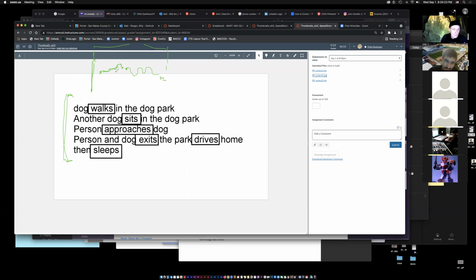A person approaches one of the dogs, and maybe the person is going to come from this way. And so this is my assembly. This is person. And the person and the dog, so maybe these two drive home and then they sleep. So your story doesn't have a lot of action in it. It's just like the beginning of the story. So I'm going to try to embellish on this just a little bit.